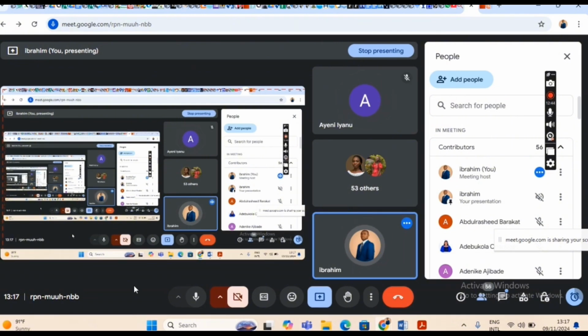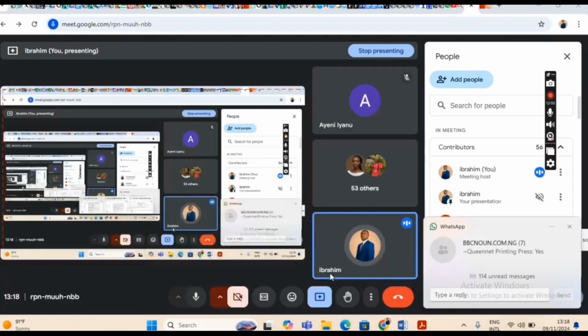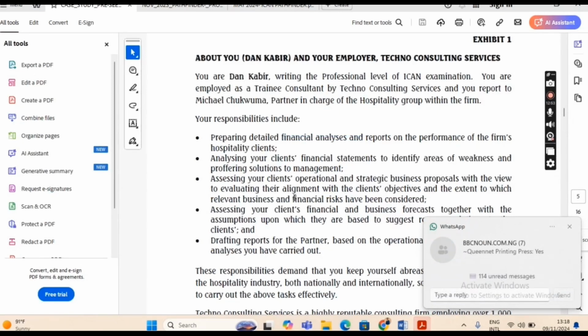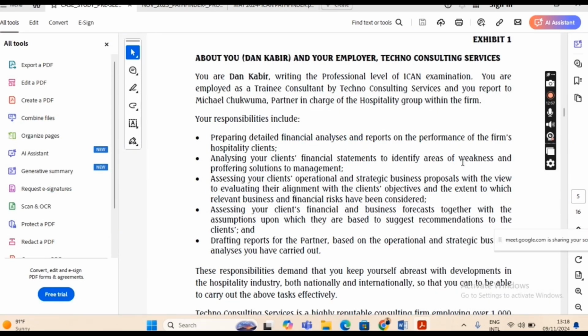So now, with that, the business proposal is part of the case. In every case study exam, there are two requirements at ICAN level, actually. Right? There are two requirements. Now, look at this responsibility.